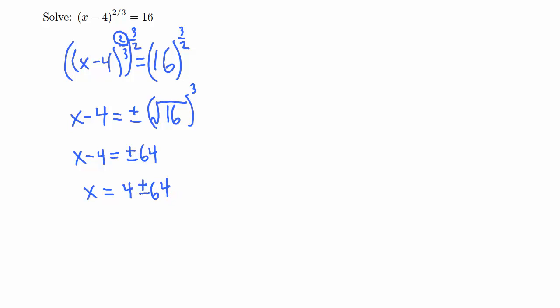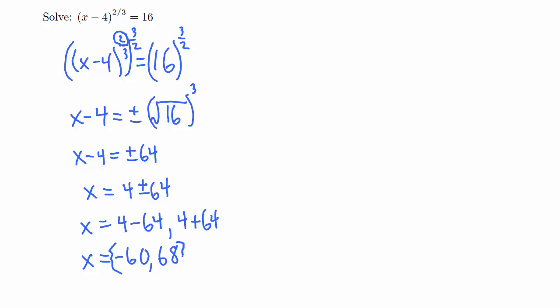Now you may be tempted to leave this as 4 plus or minus 64, but do not do so. This can be written as 4 minus 64 and then 4 plus 64. 4 minus 64 is negative 60. 4 plus 64 is 68. So you have two separate solutions here, negative 60 and 68.